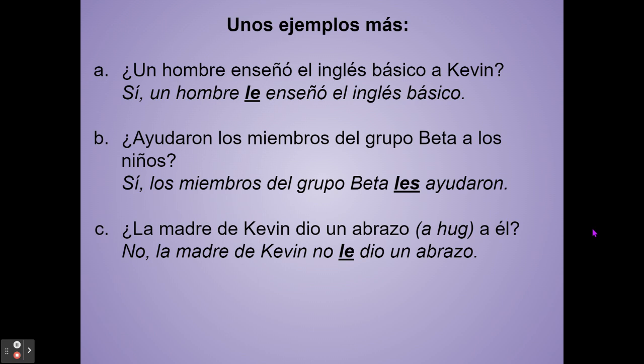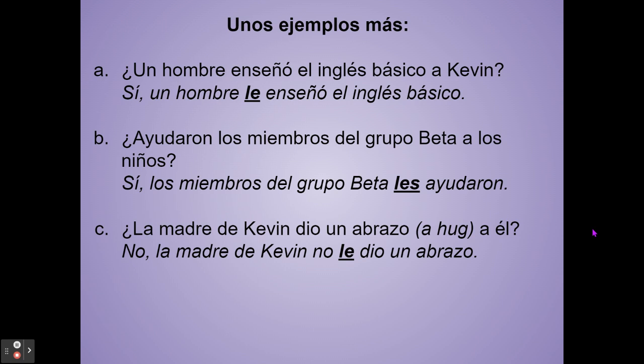Ejemplo A, un hombre enseñó el inglés básico a Kevin. A Kevin is your indirect object in your question. Sí, un hombre le enseñó el inglés básico. Yes, a man taught basic English to him. Le meaning to him. B, ayudaron los miembros del grupo beta a los niños. Did the members of the beta group help the children? Sí, los miembros del grupo beta les ayudaron. Yes, the members of the beta group helped them.